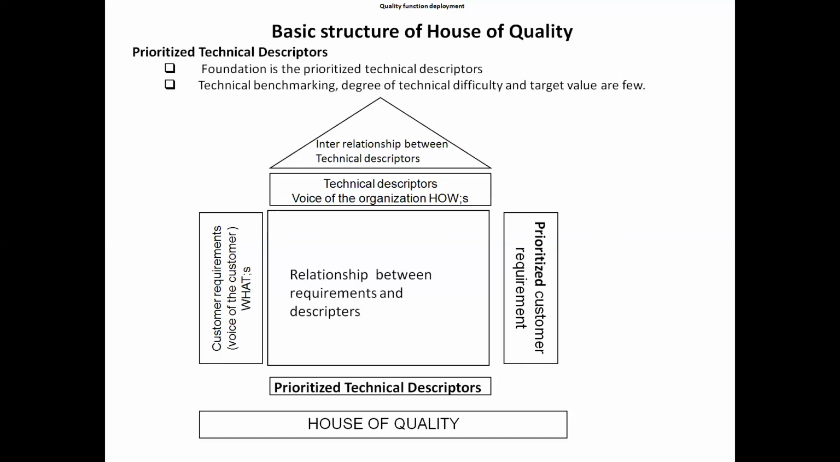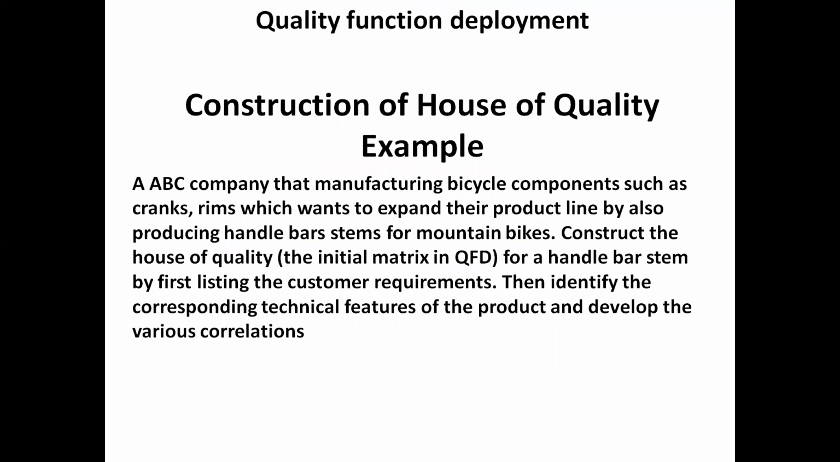Now we are going to construct a house of quality in quality function deployment. If you take an example, a manufacturing company, ABC company, is manufacturing. By seeing the example, you can understand this concept very comfortably, without any difficulty. The house of quality you have seen is the basic structure. The same thing we are going to build into this one.